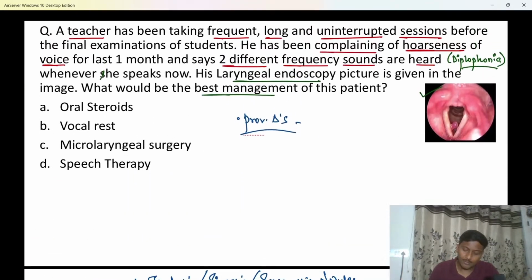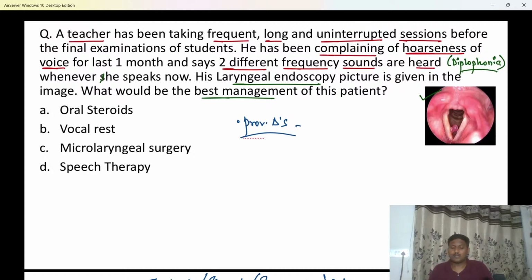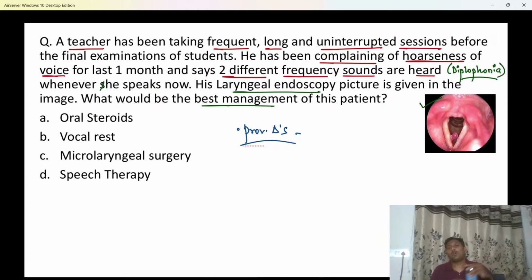Okay, now coming back to this question, what is your provisional diagnosis now? Please tell me, is it vocal nodules or vocal polyp now? Please tell me that.